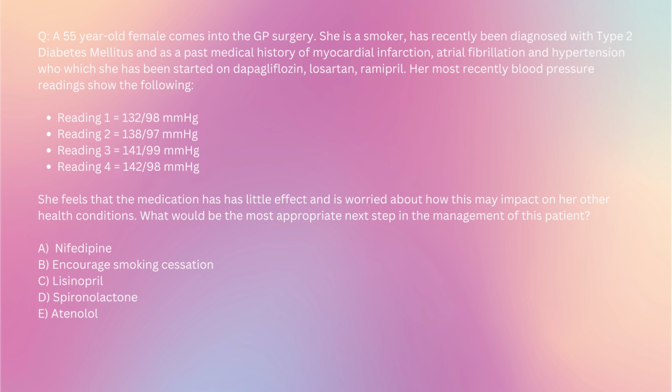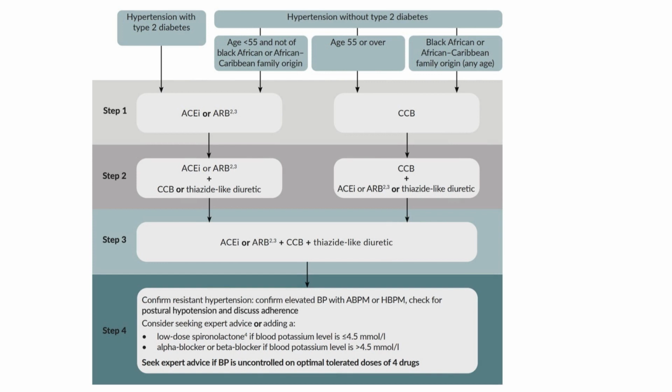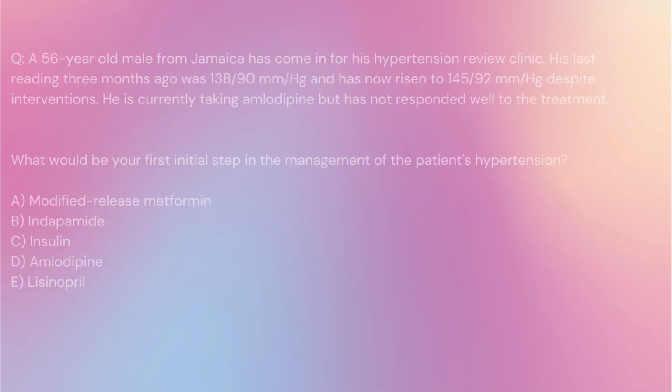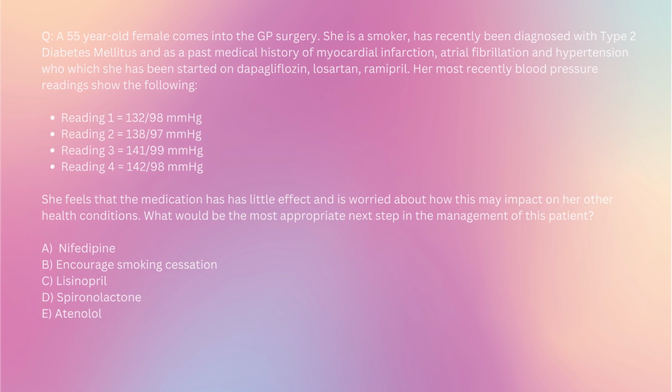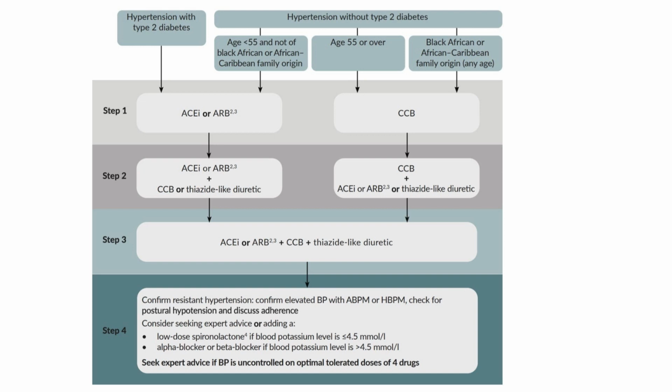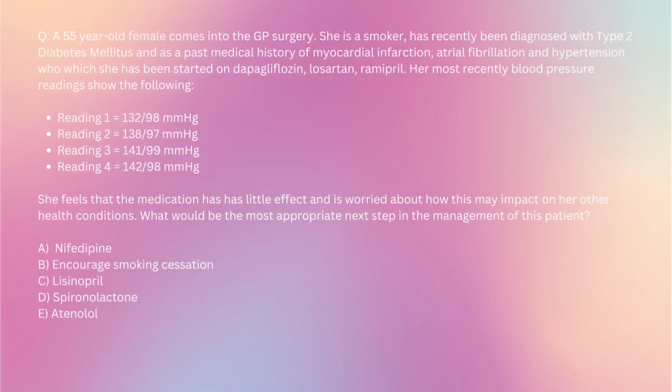Cool. So the first thing we would do is identify whether she has type 2 diabetes mellitus or not. This patient does have type 2 diabetes mellitus. So the first step initially would be to give her an ACE inhibitor or an angiotensin 2 receptor blocker. She's already on ramipril and losartan, and this isn't working. The second step would be to put her on a calcium channel blocker or a thiazide-like diuretic. And the options here do have A, nifedipine, which is a calcium channel blocker.